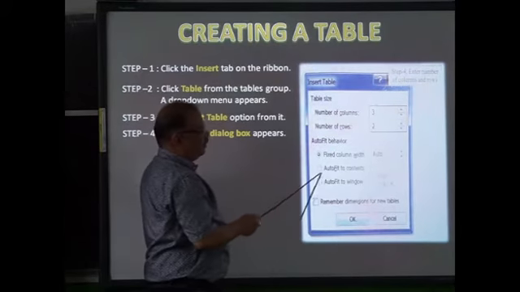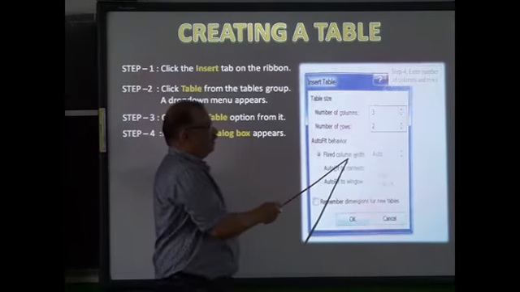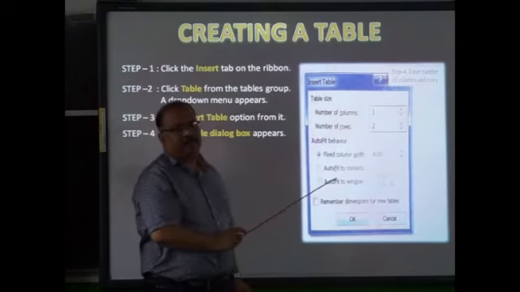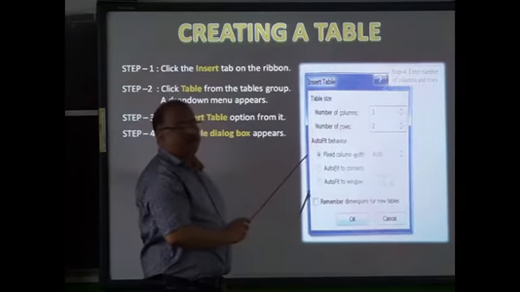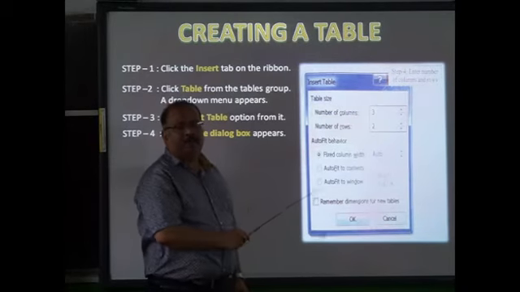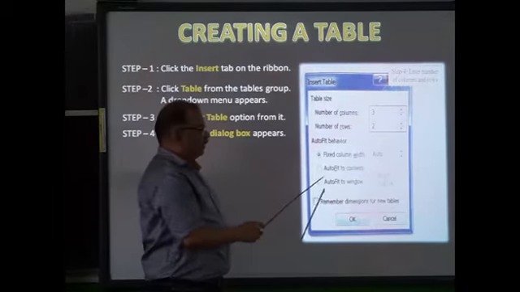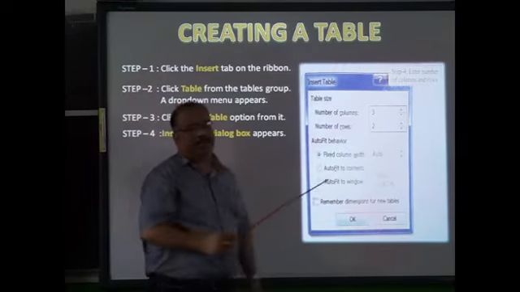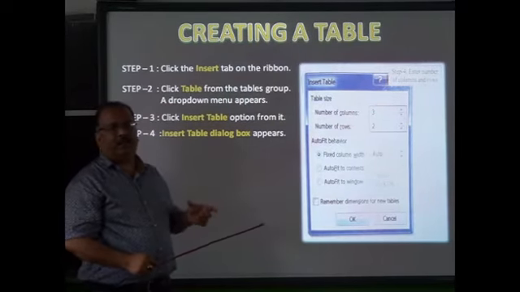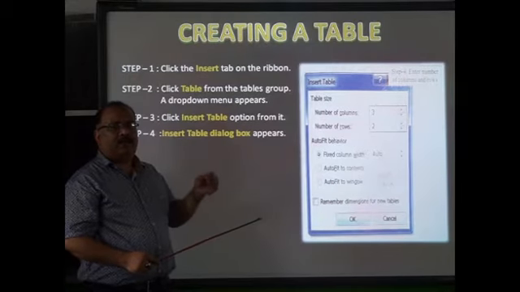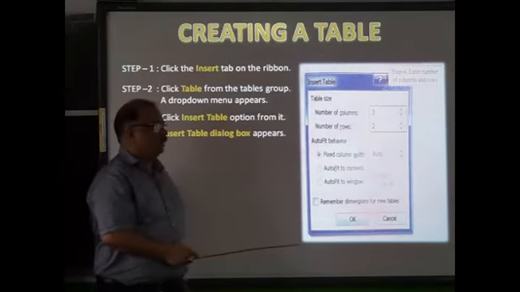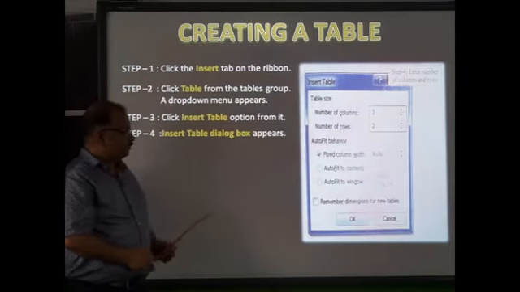Here you have got some options. Fixed column width. If you keep it automatic, then the number of columns you select, it will be divided equally. So the column width for all the columns will be same. When you go for auto fit contents, then for example if you are writing name, you require a bigger column. You are writing roll numbers, you require a smaller column. So for that you can go for auto fit contents.